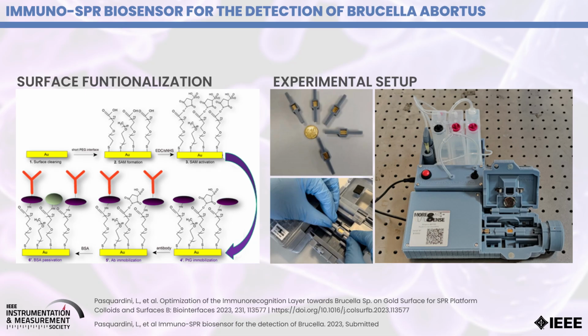While on the left of this slide is reported an outline of the surface functionalization. More specifically, the gold sensitive layer undergoes an overnight process with immersion in alpha-lipoic acid, and following this there is the activation of the carboxylic groups, and finally the receptor immobilization and then passivation.